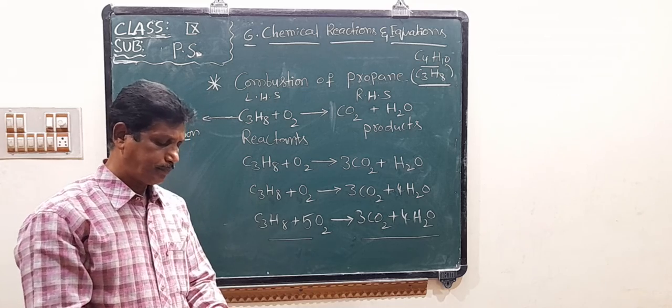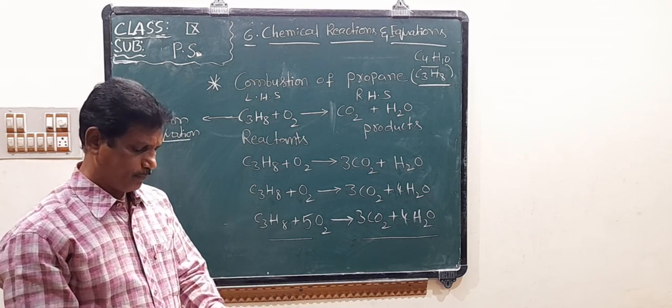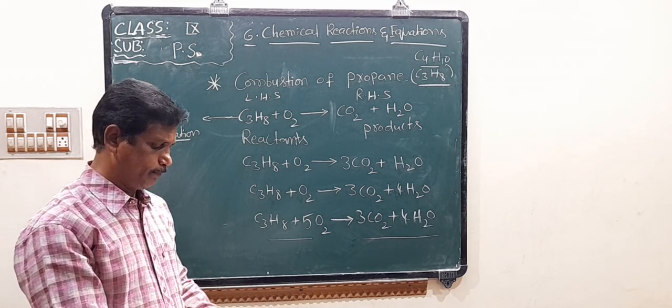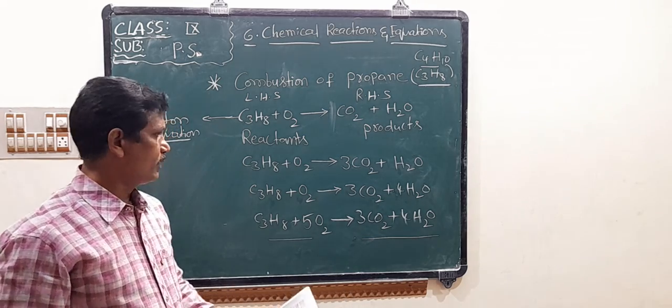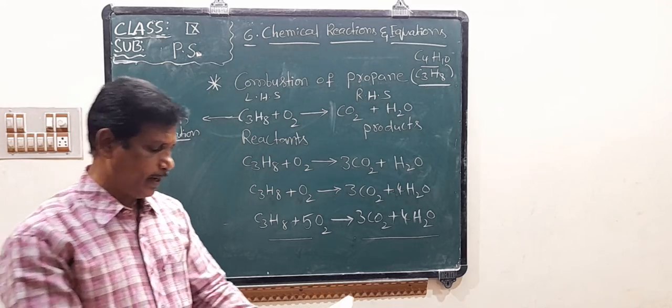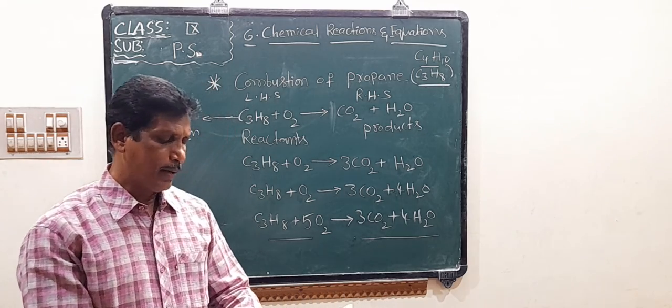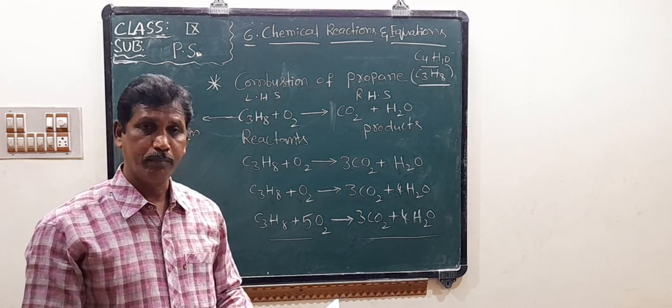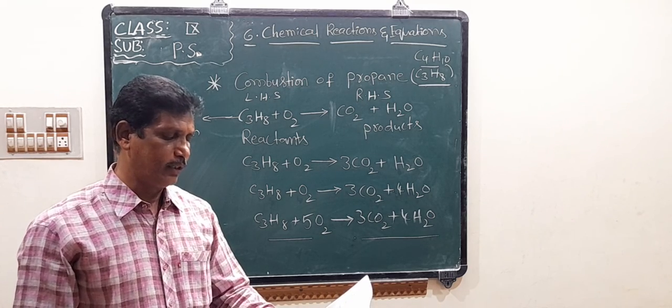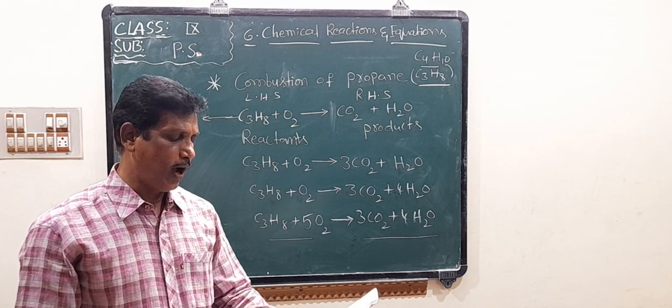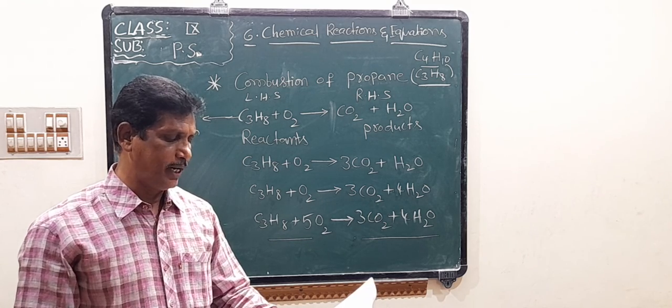Okay, students. Next we will see iron oxide reacting with aluminum, page number 94, example 2. Iron oxide reacts with aluminum to form iron and aluminum trioxide.